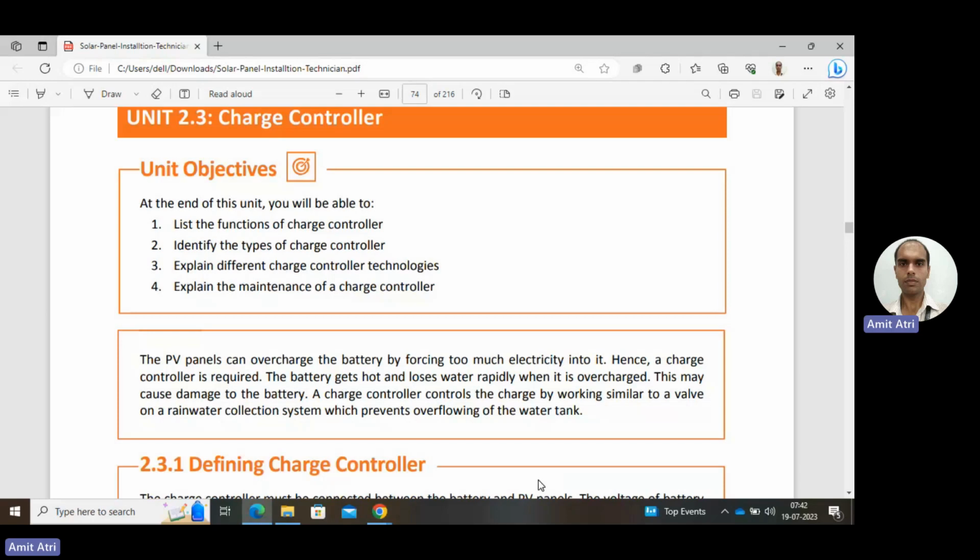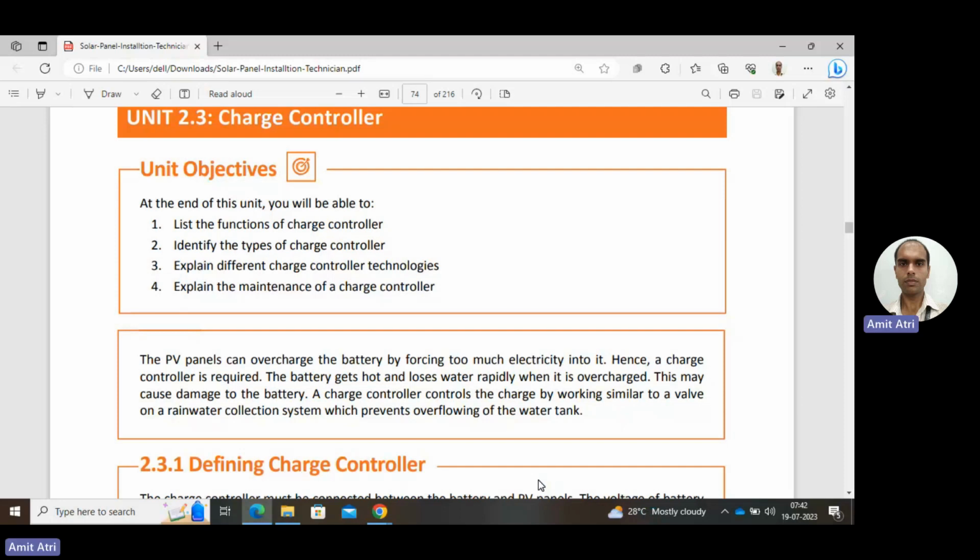Today we will be discussing unit number 2.3, that is charge controller. So in two sentences, how can we explain the function or the use of this charge controller? The solar photovoltaic panels can overcharge the battery by pushing too much electricity into it. During high availability of solar energy, the sunlight, more energy will be generated and the battery may be overcharged. Hence a charge controller is required.